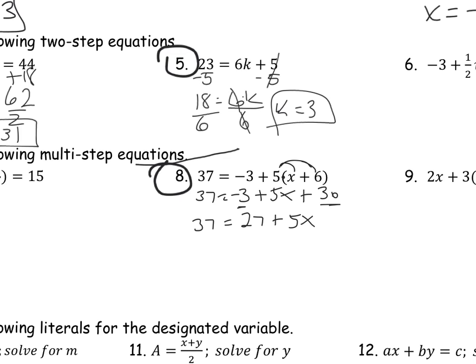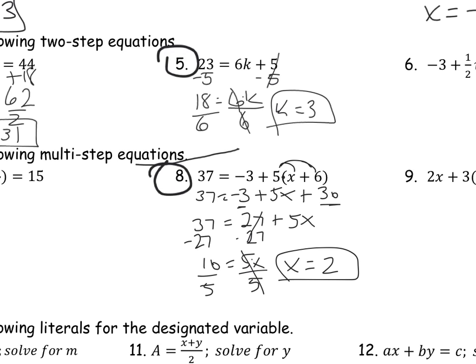And now I'm just solving a two-step equation, just like we did in the problems from number 4 and 5 before. Subtract 27 from both sides because I have to undo addition first. So I get 10 equals 5x. Remember, it's 5 multiplied by x, so I have to do multiplication, and the inverse of multiplication is division, so I'm going to divide by 5, and I get x equals 2.